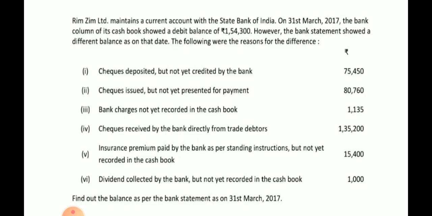Rimjim Limited maintains a current account with State Bank of India. On 31st March 2017, the bank column of its cash book shows a debit balance, that is a positive balance, of 1,54,300. The bank statement shows a different balance as on the date, but when they compare the cash book and passbook, the difference is coming. So the following were the reasons for the difference.